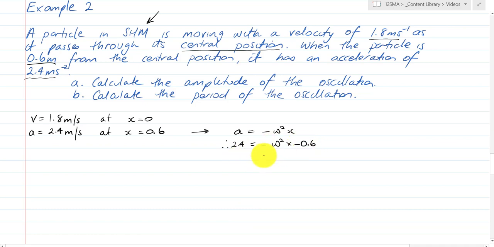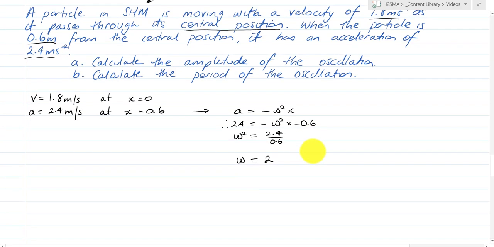Dividing through, I've got the positive obviously, so I get omega squared is equal to 2.4 over 0.6. How many 0.6s in 2.4? And that's 4, and therefore omega is equal to 2. And we'll stick with that positive version there because again, this is the measure that's related to period, and the period we want it to be positive. And it's really irrelevant which way we go.